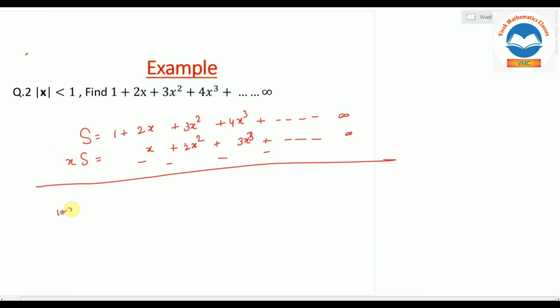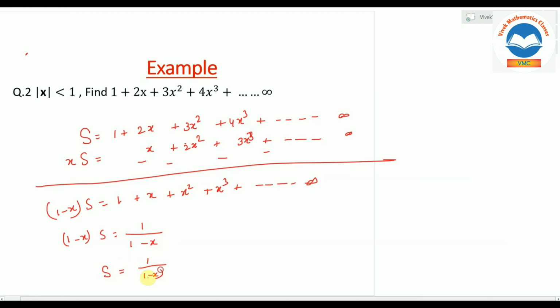on the left side you will get 1 minus x into S, and this will be equal to 1 plus x square plus x cube to infinity. This is also the sum of an infinite GP, so we can apply the formula. 1 minus x into S will be equal to, what is the first term? 1. So 1 divided by 1 minus r. r value is x. So S will be 1 divided by 1 minus x the whole square. This will be the sum of infinite terms.